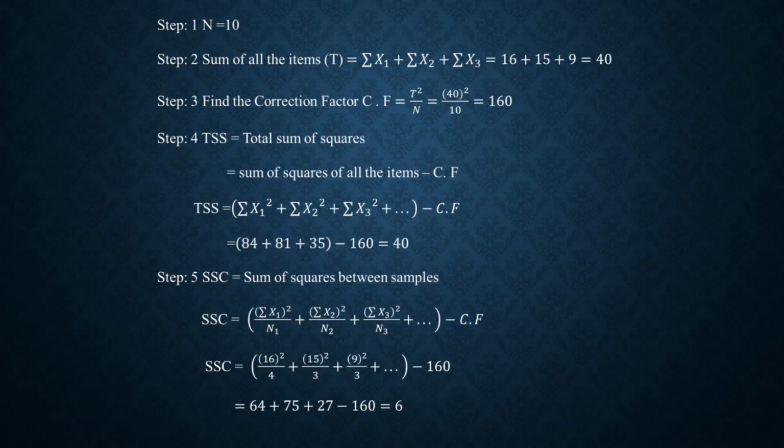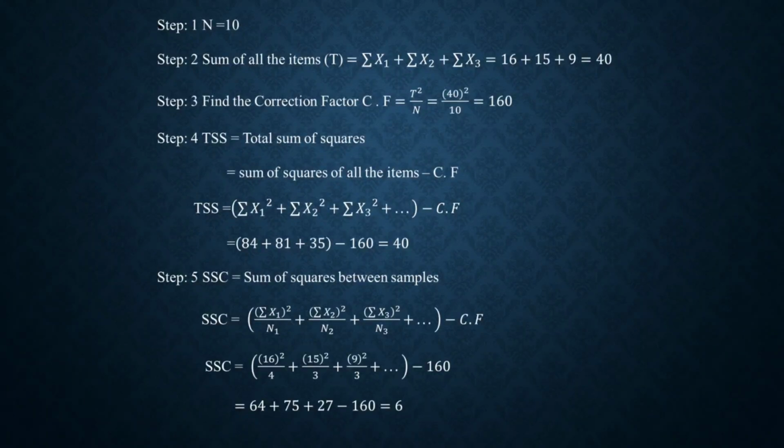Now step 1 is to find n. Here n is the number of observations, so we have 10 values, so n is 10. Step 2, sum of all items, that is T. By adding up all the given data, we have the answer as 40. Step 3 is to find the correction factor CF, which is T square by n, which is 160. Step 4 is to find TSS, which is equal to sigma x1 square plus sigma x2 square plus etc., minus CF. By substituting the values, we have the answer for TSS as 40.